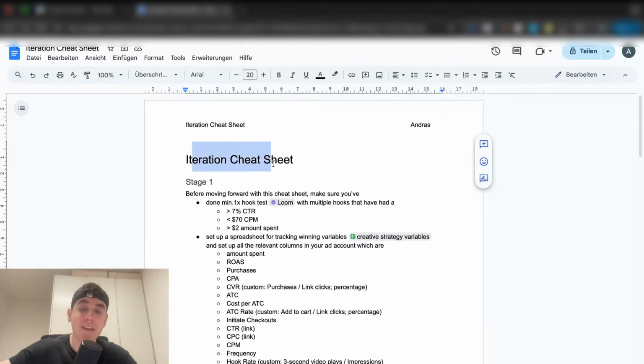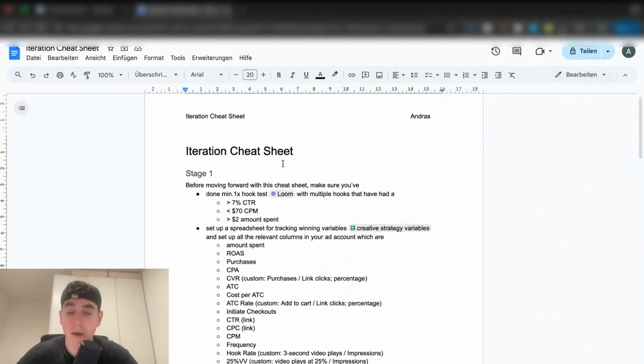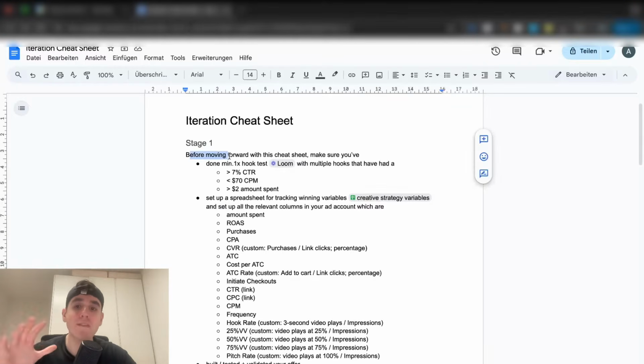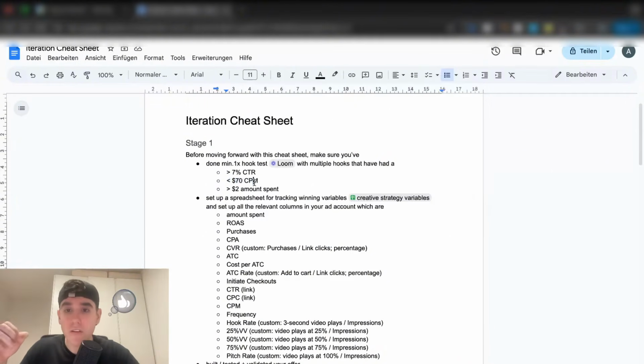You can also paste this into AI, including your metrics, for example, and then really just do everything automated. But I just really want to explain and walk you through it. Okay, so stage one, right before we even move forward with this cheat sheet, make sure that you have done at least one hook test, right, with multiple hooks that have had a higher than 7% CTR, lower than $70 CPM, and over $2 in amounts spent, right?